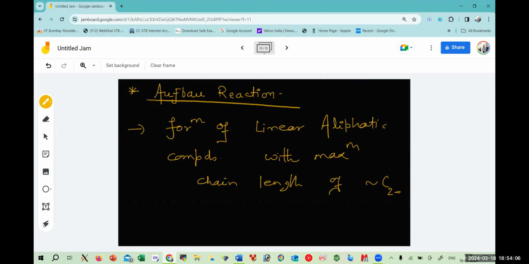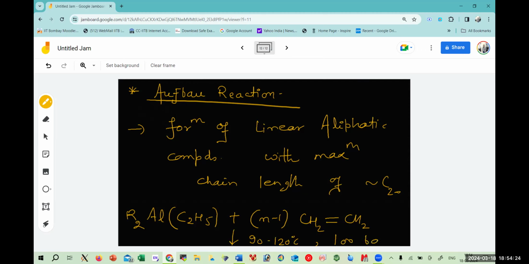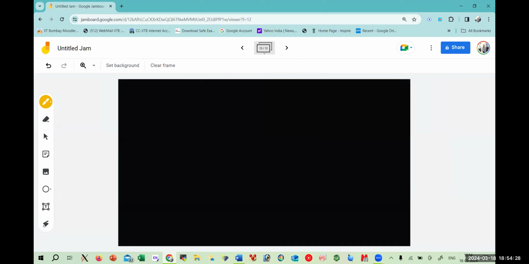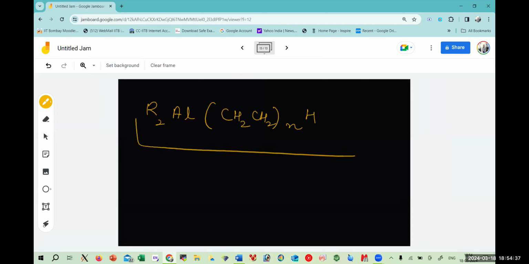So here is how the reaction goes. You have R2Al-C2H5 and the n-CH2 ethylene group. Under these conditions, 90 to 120 degrees Celsius and 100 bars, it would convert your C2H5 into CH2-CH2-n-H. So this is the long chain we can observe.